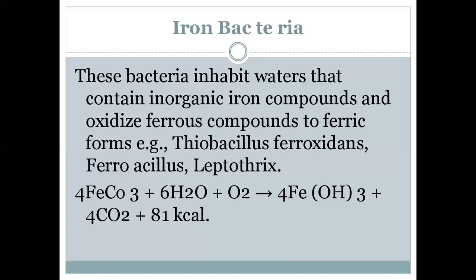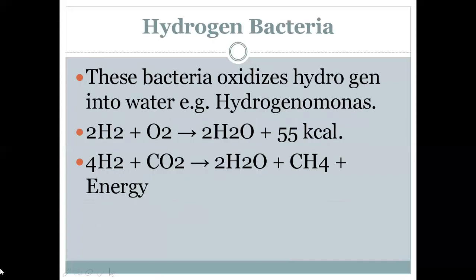Ferrous means Fe2+, ferric means Fe3+. The oxidation state of the ferrous compound is plus 2 and of the ferric compound is plus 3. The organisms responsible for this conversion are Thiobacillus ferrooxidans, Ferrobacillus and Leptothrix. This is the equation: FeCO3, when oxidized, gives Fe(OH)3 and carbon dioxide. If you take the oxidation state, it is converted into the ferric form.